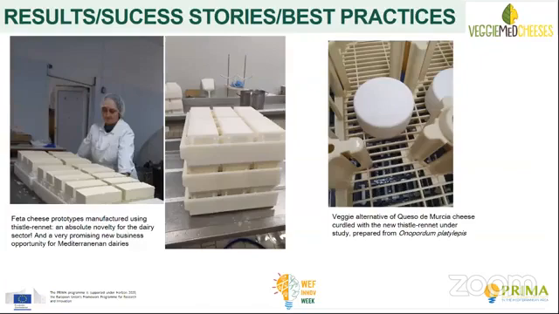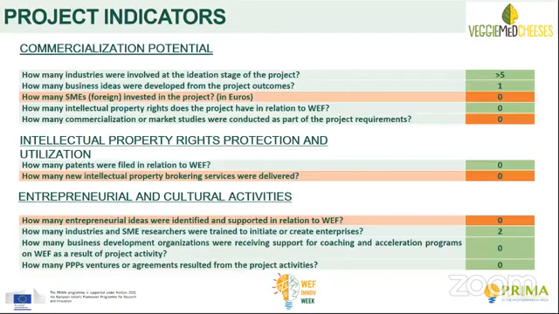Next, please. These are some photos showing results about feta cheese prototypes manufactured using fossil rennets, an absolute novelty for the dairy sector and a very promising new business opportunity for Mediterranean dairies. Also, a veggie alternative of Queso de Murcia cheese curdled with the new fossil rennets under study, prepared from Onopordum platylepis, which is an endemic species from Tunisia, whose crude extract is very, very important.